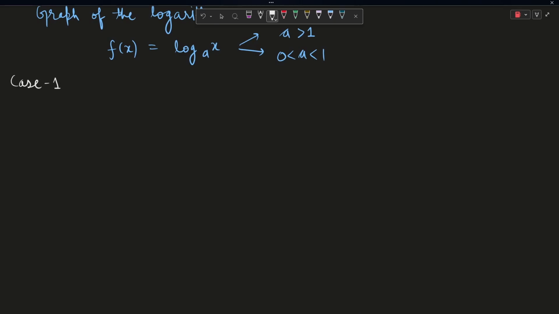In case 1, I am saying that the value of a is greater than 1. As the value of a is greater than 1, we will plot the points to get the graph. Let's say x and f of x, right? And I'm taking the base as 2, or the value of a as 2. So the graph will be of f of x equal to log 2x, log x to the base 2. That's how we read it. Yes, you might be knowing it.